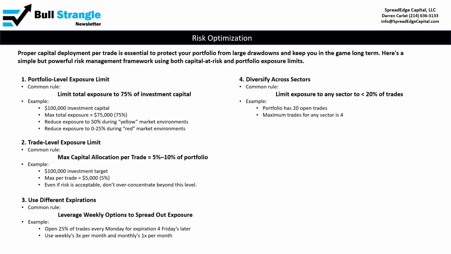Number 4 is diversify across sectors. I can't stress this enough, but we want to be in as many of the 11 different sectors as we can be. The rule is limit exposure to any sector to less than 20% of the trades. And the obvious example here would be if I have 20 open trades, my maximum trades for any given sector would be 4.